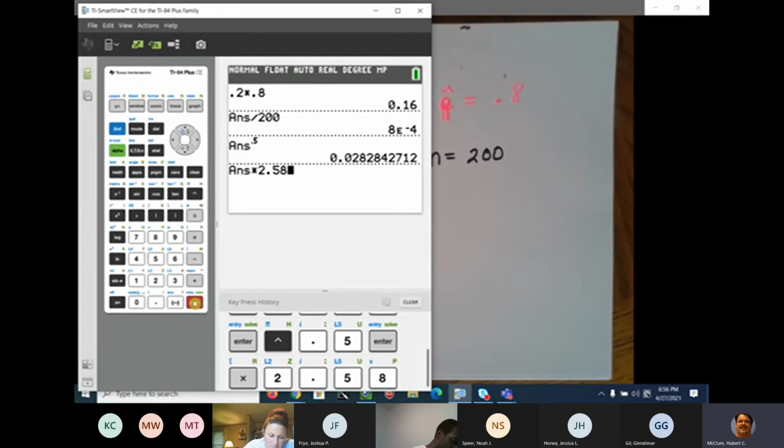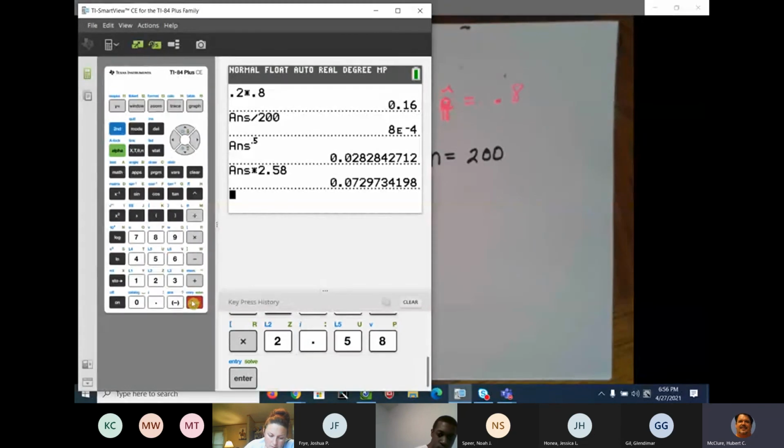I got 0.0730. Y'all get that? Yeah. 0.0730, which is 7%. You got a 7% margin of error. So now all you got to do is set up your interval.